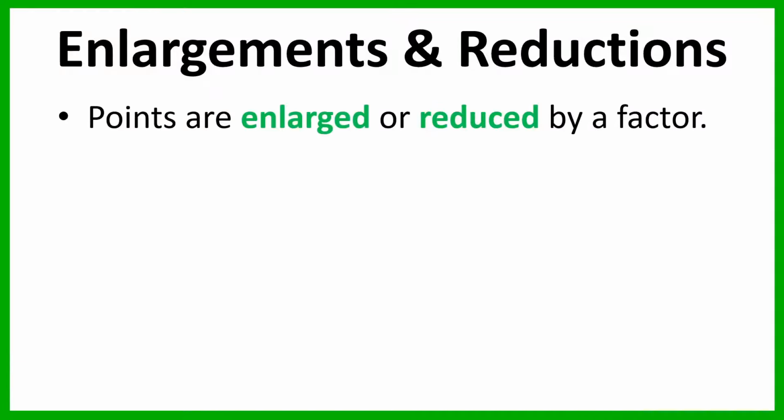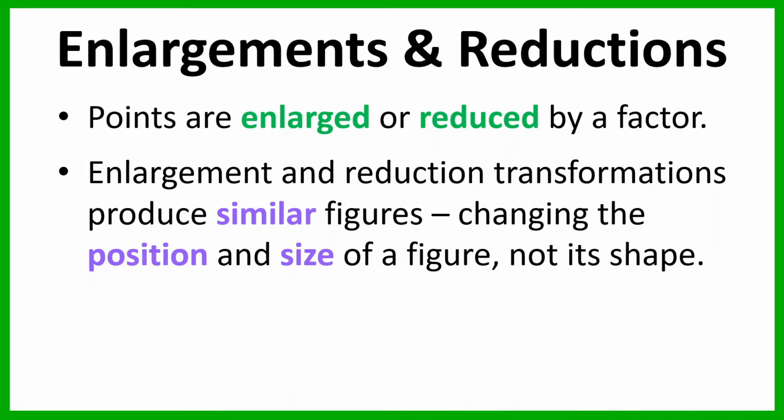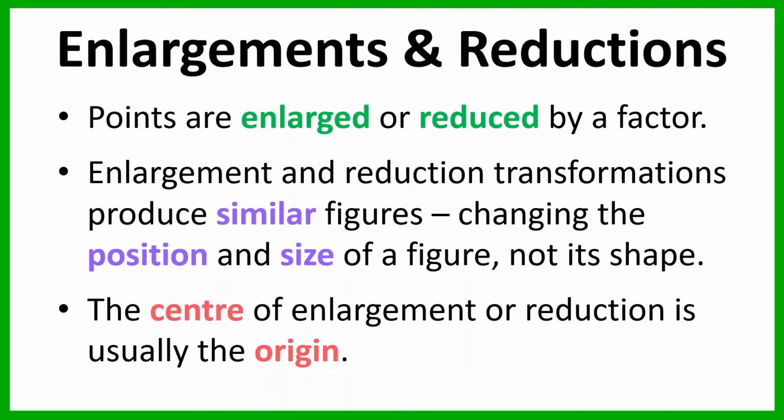With enlargements and reductions, points are enlarged or reduced by a factor. Enlargement and reduction transformations produce similar figures, changing the position and size of a figure, not its shape. So this is different to the other transformations we've done. With translations, reflections, and rotations, they all produced congruent shapes, and the size of the figure did not change. But for enlargement and reduction transformations, they produce similar figures, and the position and the size of the figure is going to change. But the shape is still going to stay the same. The center of enlargement is usually the origin.